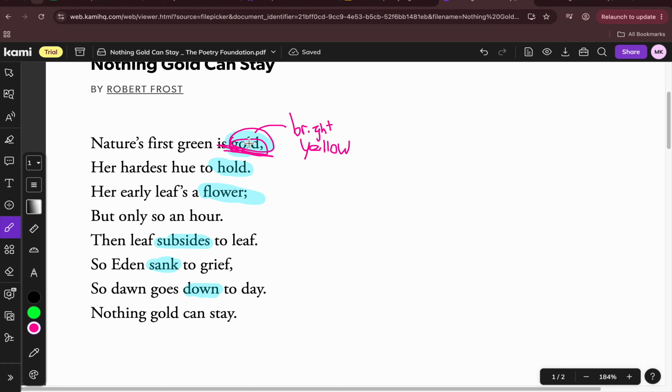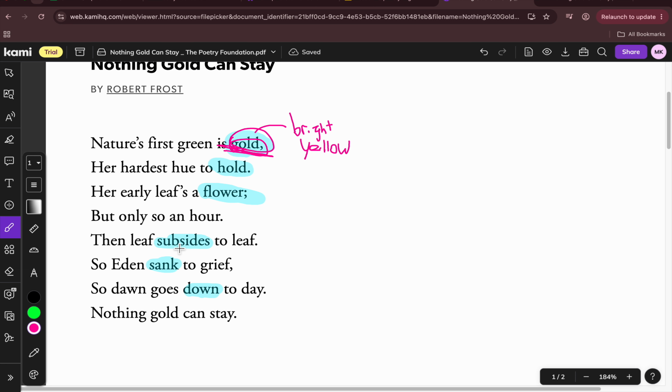Gold often shows that something is precious, something holds monetary value. So this is certainly super important. It is positive, and it's saying nature's first green is this. If it's just nature's first green is bright, it's not as strong though. It doesn't show just how valuable it is.